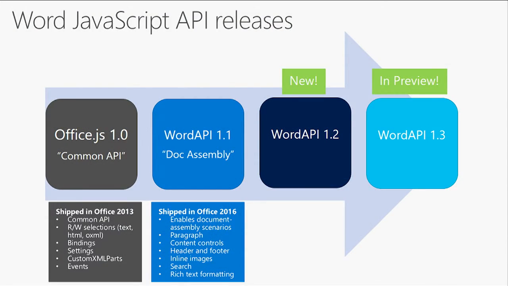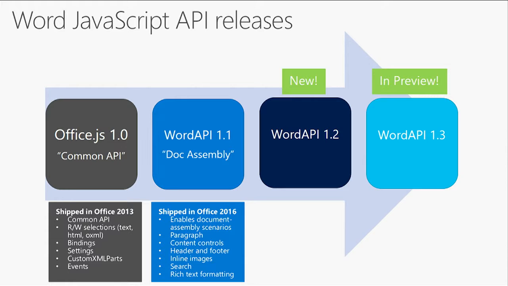So we're going to start by taking a look at the release cycle that we have. We started by releasing, on the left you can see the Office.js 1.0 common API set across all the different Office apps. So in our Office 2016 release, we released APIs specifically for Word. And those APIs were shipped with a new release every quarter, starting with the Word API 1.1 release.